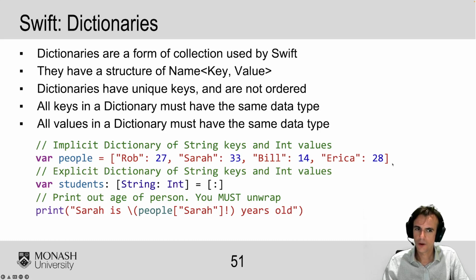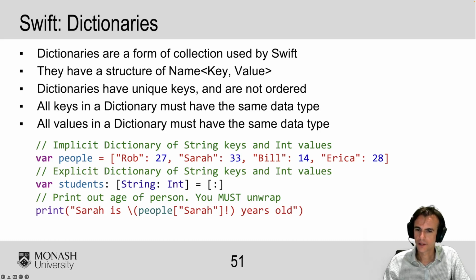The syntax for this is square brackets again, but each element has a key with a colon and a value, and you'll notice all of the keys are strings, all of the values are integers. So implicitly, Swift will recognize that this is a dictionary with string keys and int values. If you want to explicitly specify the type, you can do it like this, where the type is square brackets, key, colon, value type. And if you need the empty dictionary literal, it's just square bracket, colon, square bracket.